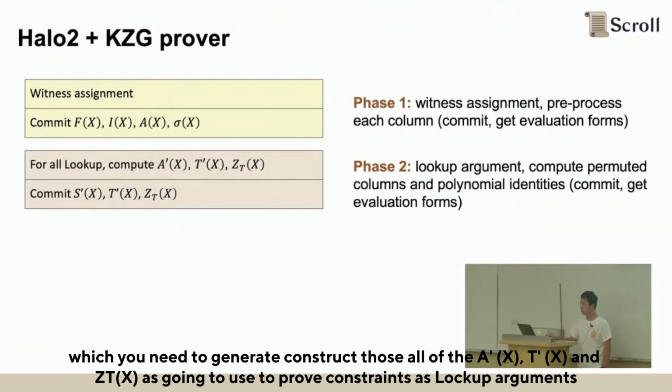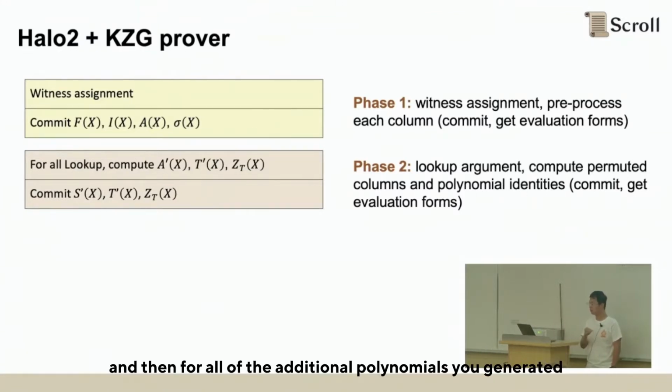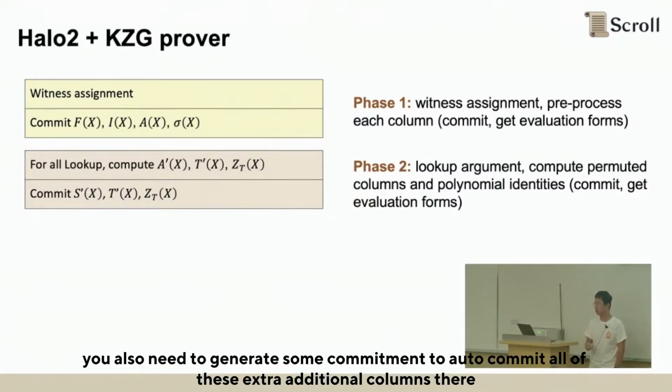And then the second phase is going to do some extra processing for the lookup arguments, which you need to generate, construct all of the A'(x), T'(x), and the Z(x) that's going to be used to constrain these lookup arguments. And then for all of the additional polynomials you generated, you also need to generate some commitment. You need to commit all of these extra additional columns there.